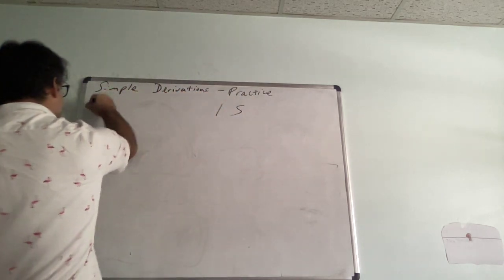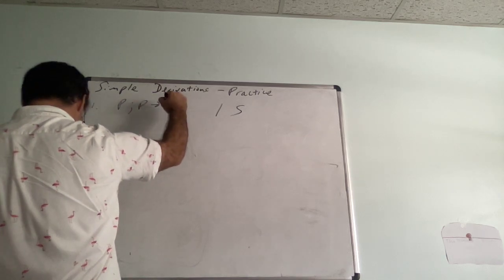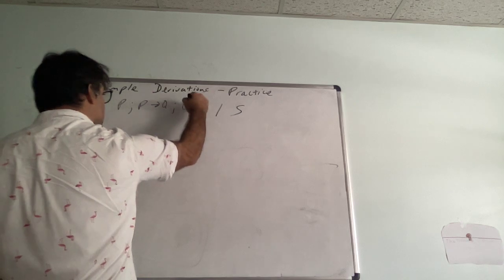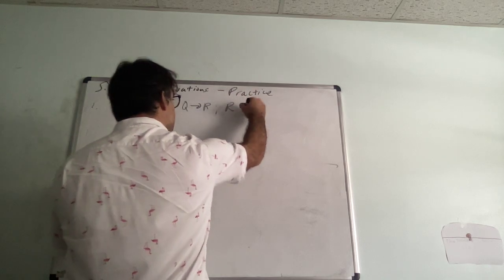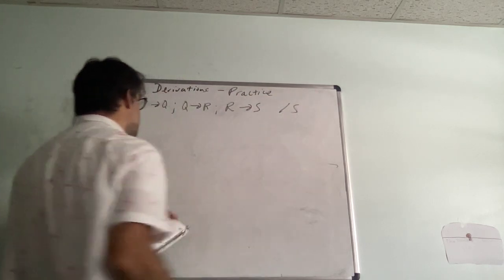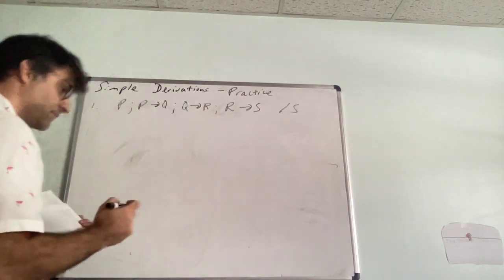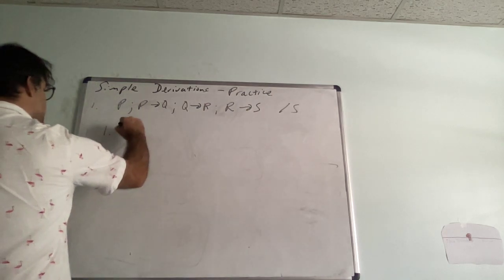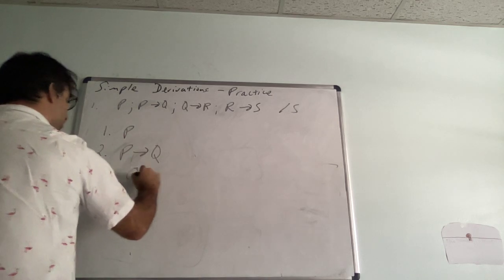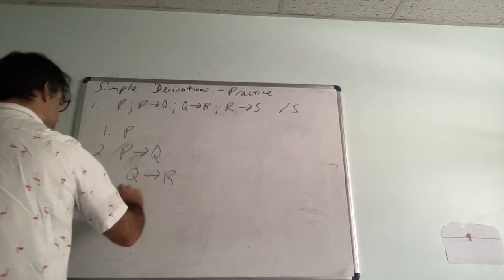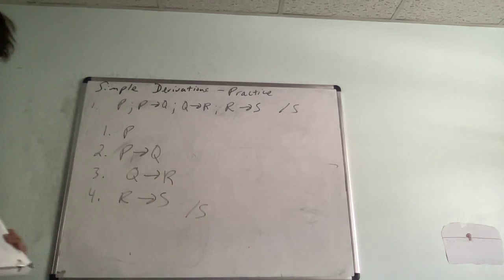All right, so here's the first one. P, P arrow Q, Q arrow R, R arrow S, and then the conclusion is S. Now, what I've done on the quiz is just list the premises in numbered order. Premise 1 is P, premise 2 is P arrow Q, premise 3 is Q arrow R, premise 4 is R arrow S, and the conclusion is S.